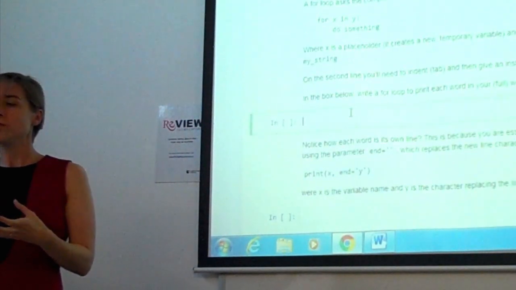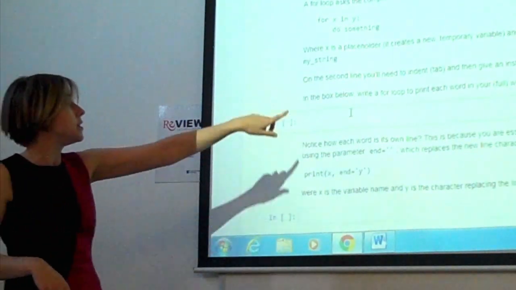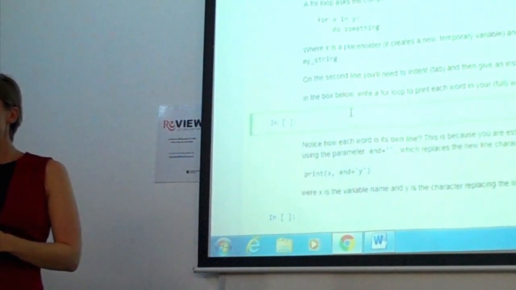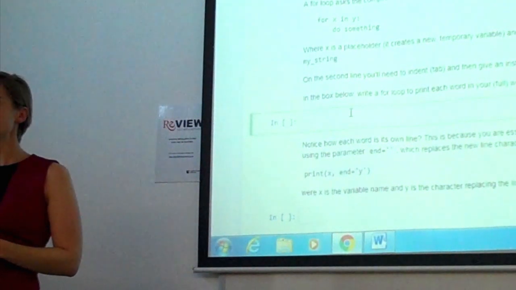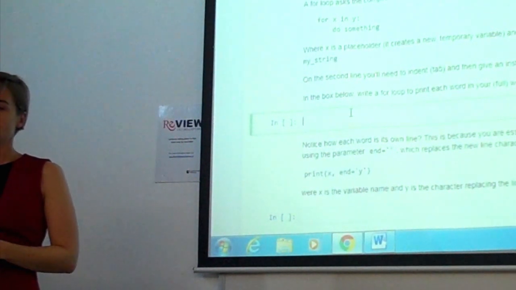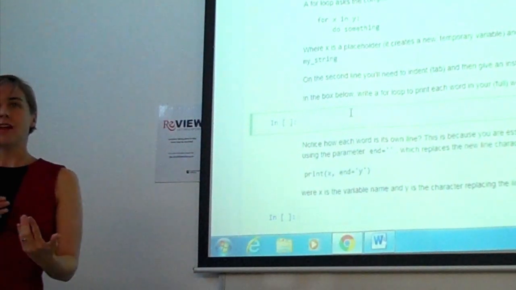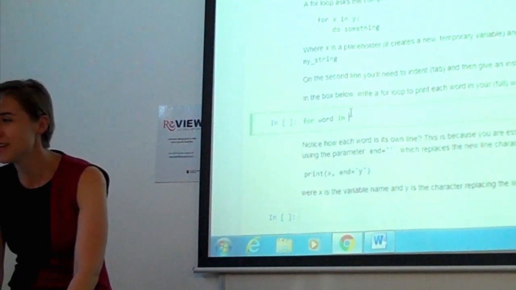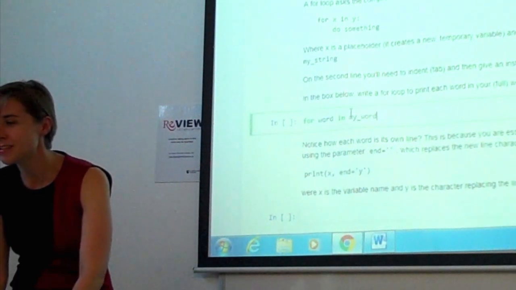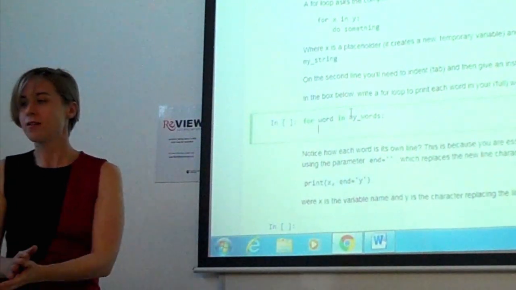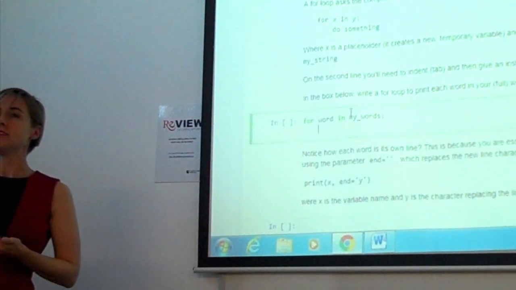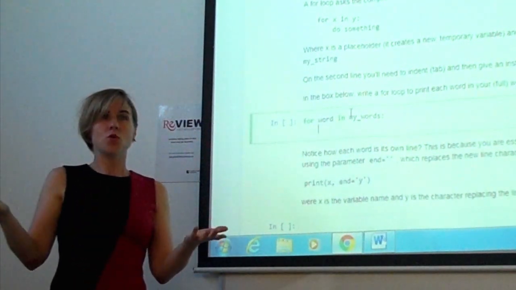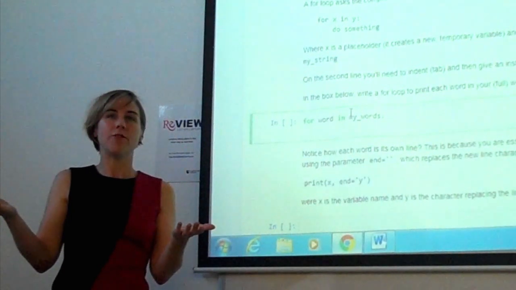So let's create a really simple one. In the box below, I want you to create a for loop using this format where you take a word from your word list and you print it. So I'll give you the first line and hopefully you'll be able to finish it. So for word in my words, and if you put the colon, it'll automatically indent it for you, so you know you've done it correctly. If it doesn't indent it, you've forgotten the colon. So what comes next if I want to print every word in my list?